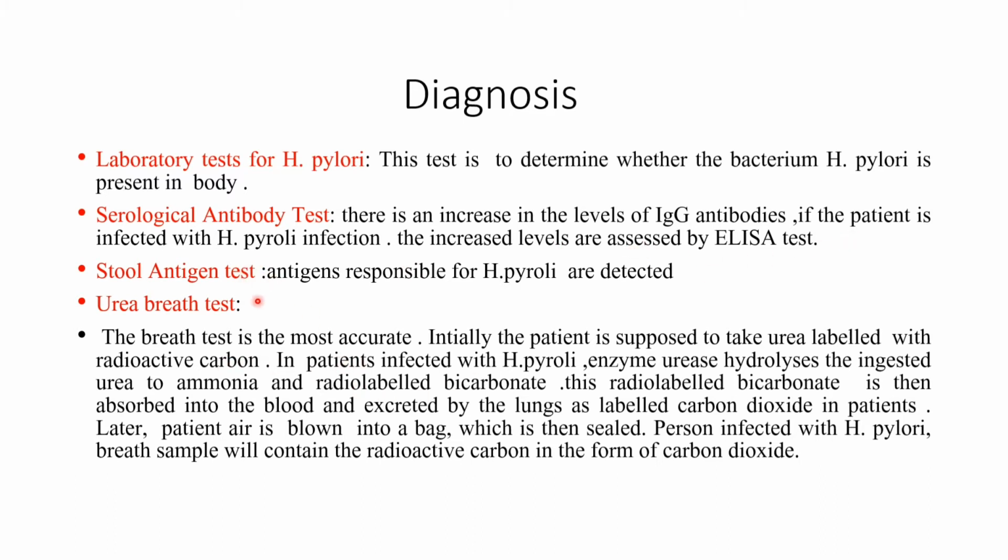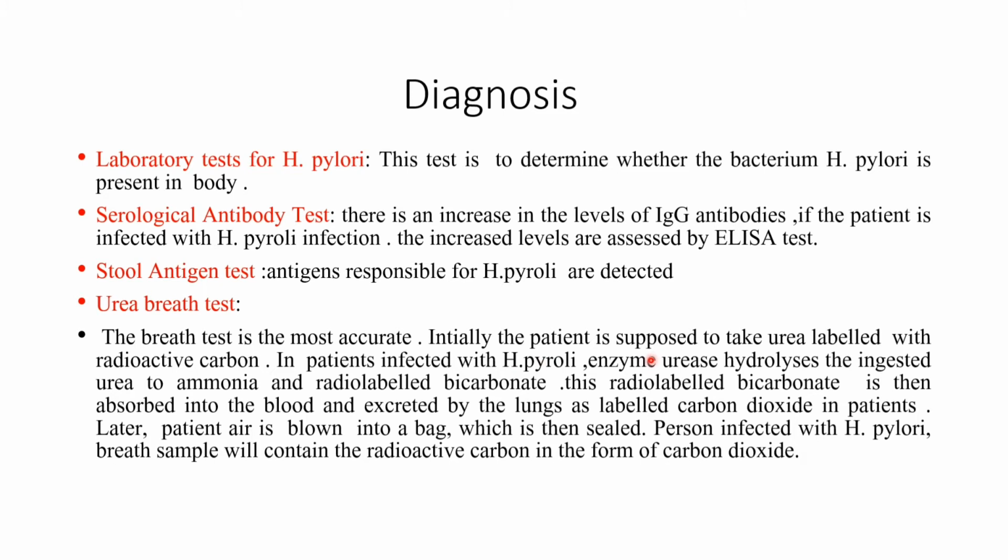Stool antigen test. Antigens responsible for H. pylori are detected. Urea breath test. Urea breath test is said to be the most accurate. The patient is supposed to take urea labeled with radioactive carbon.